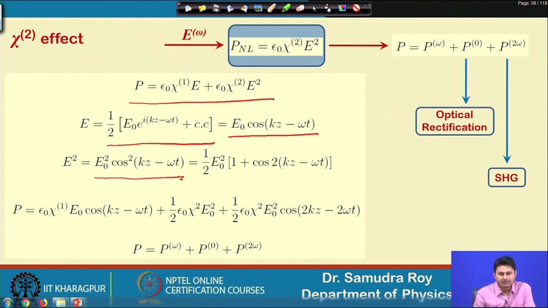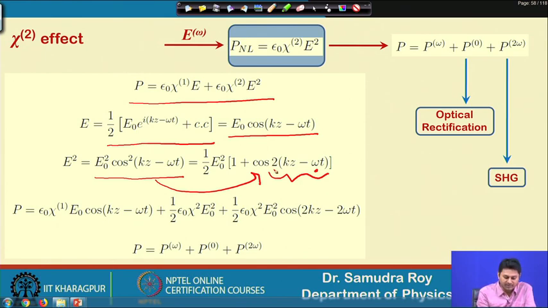Now, this cos square term we can write in a different way. We know that 2 cos square theta is nothing but 1 plus cos 2 theta, so cos square theta is (1 plus cos 2 theta) divided by 2. I just replace this here. When I replace, I have two terms: one is half E 0 square, and another is half E 0 square multiplied by cos 2(k z minus omega t). Now, you can appreciate that this 2 term is here. This is the frequency omega, and in front of it the 2 is appearing because of the E square term. So, this 2 term basically gives you the second harmonic.